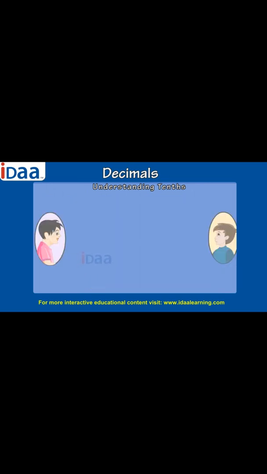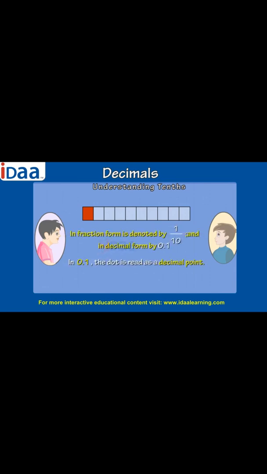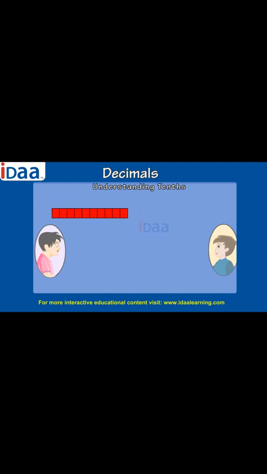Thus, a part of the whole can be represented in two forms, namely fraction form and decimal form. In 0.1, the dot is read as a decimal point. How will you write the colored parts of this kind? Can we write it as? Yes. But in this chapter, we shall write it as.